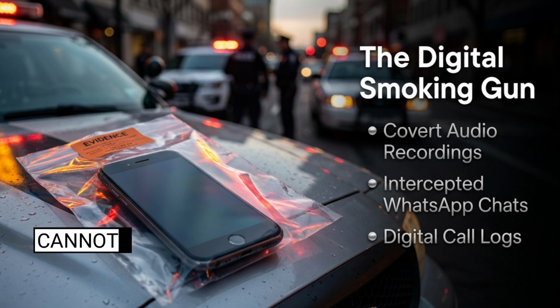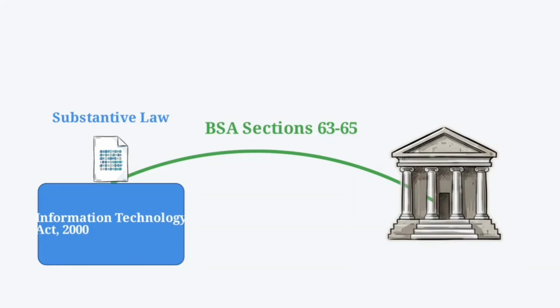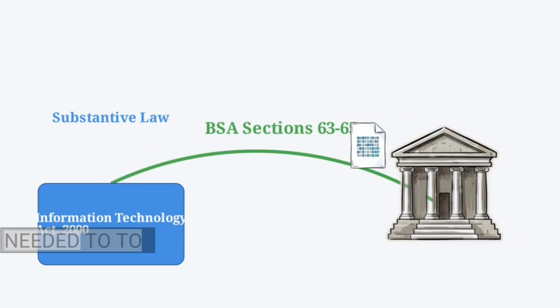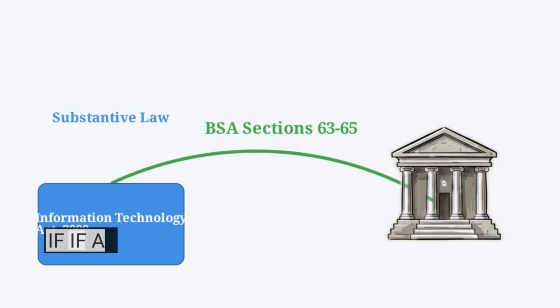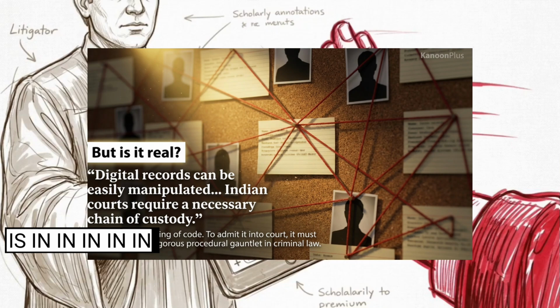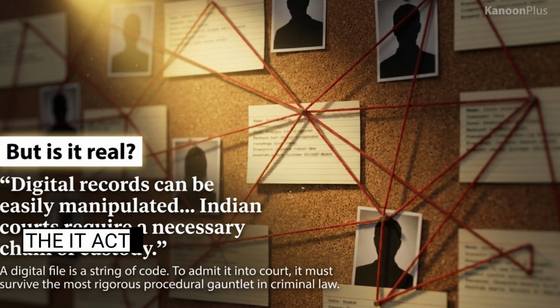A digital file cannot enter the record simply because it exists in a recognized format. Sections 63 through 65 of the BSA function as the procedural mechanism required to validate those IT Act definitions for judicial scrutiny. These sections dictate the exact steps needed to admit electronic files into court. If a litigator fails to follow these specific steps, the electronic evidence is inadmissible, regardless of whether the IT Act recognizes the file type as a legal document.